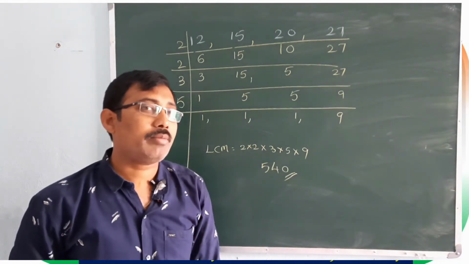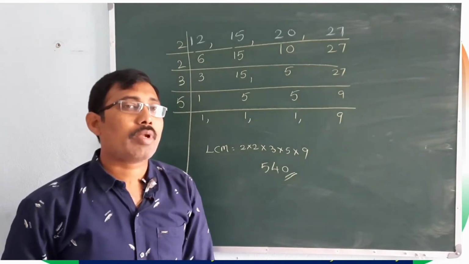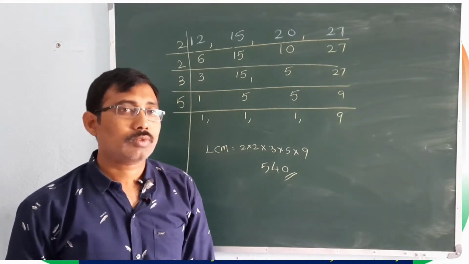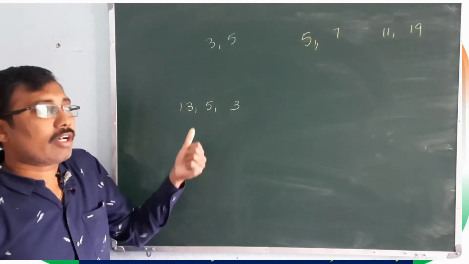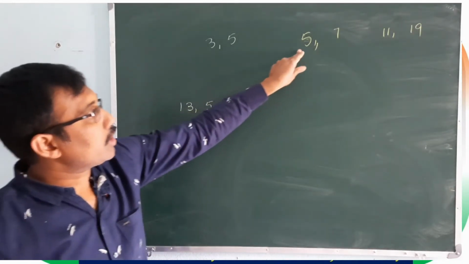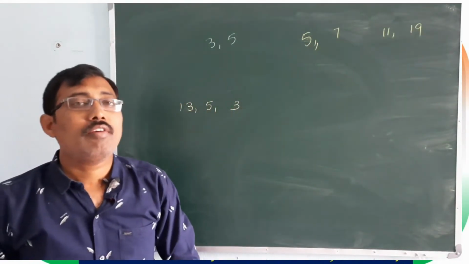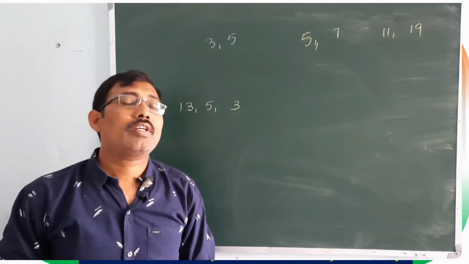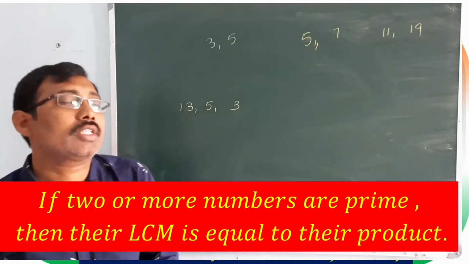Okay. Sometimes the given numbers are prime numbers or co-prime numbers. How to find the LCM? This is the method, division method. So find the LCM of these 4 questions. These are prime numbers, these are prime numbers, these are prime numbers, these 3 also prime numbers. When prime numbers are given, their LCM is equal to their product.